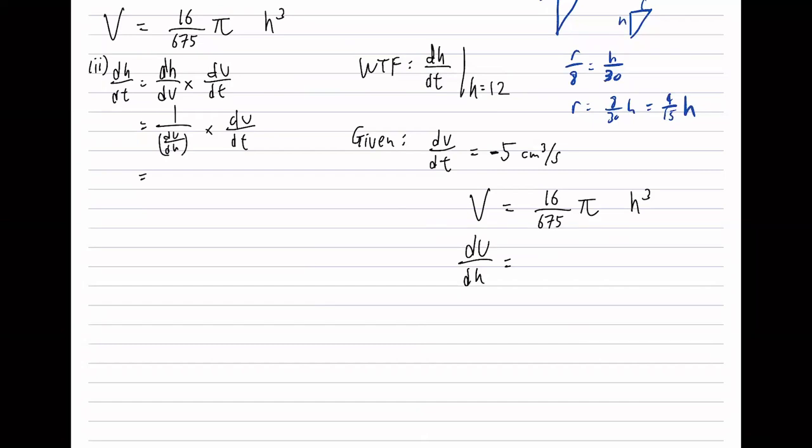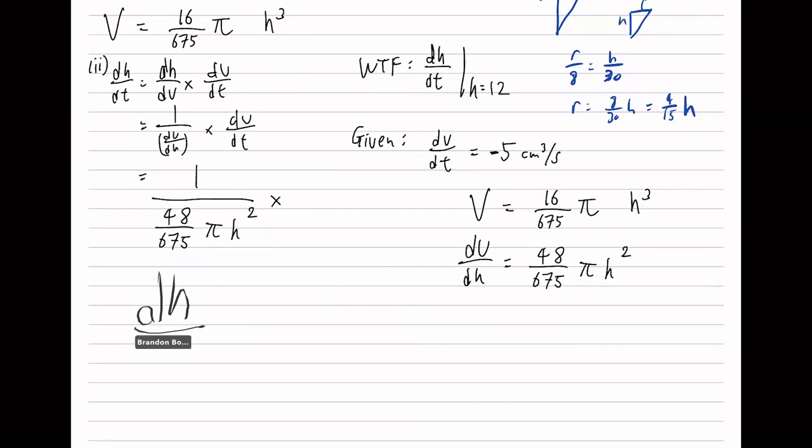So it's just 32 over 675 pi h squared. Sorry, 48 over 675 times 5 times h squared. Okay, good. Sub in h equal to 12. So dh over dt is 1 over this entire thing, so please be careful with the fraction. Then times 5 or negative 5? Negative 5. Okay, very good.